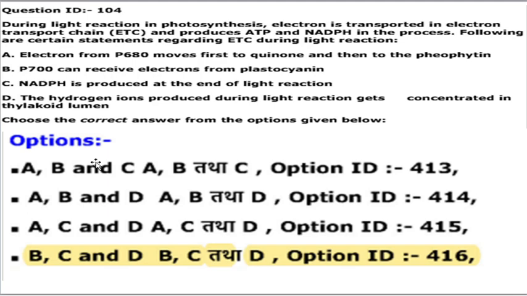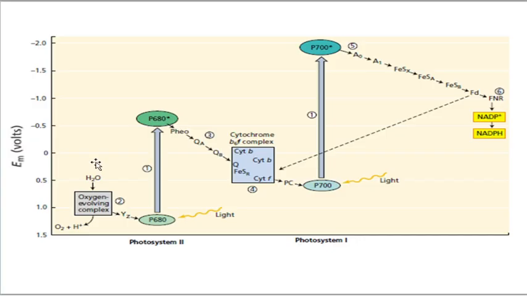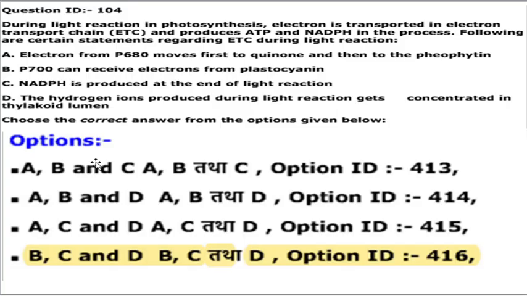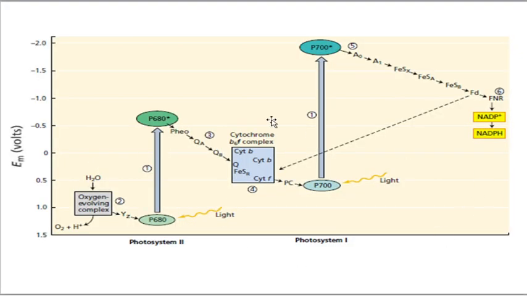Next, P700 can receive the electron from plastocyanin. Absolutely correct. P700 will be getting the electron from plastocyanin, that is PC. Next, NADPH is produced at the end of the light reaction. Absolutely, the outcome of the light reaction is the production of a large number of NADPH.